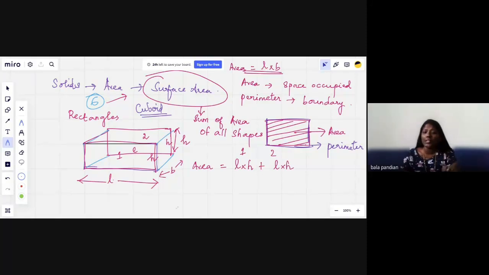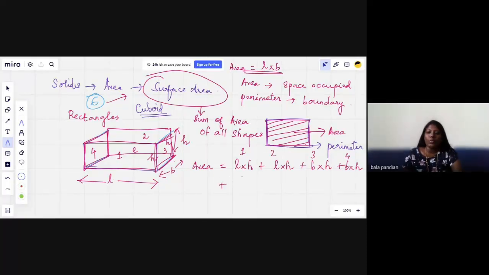Now, two rectangles are over. I'm going to go with the third rectangle. Now, third rectangle, I'm taking this side rectangle. Here, if I look at the rectangle, the sides are breadth and height. So B into H, plus I'm taking the exact opposite of that rectangle as my fourth one. So the fourth one will also have B into H. That is breadth into height.